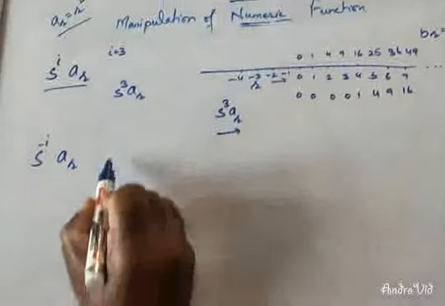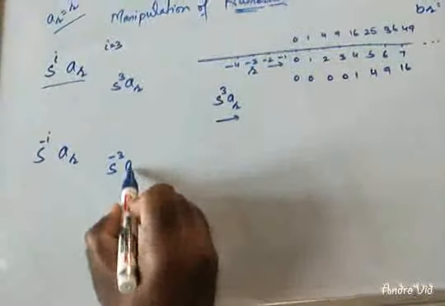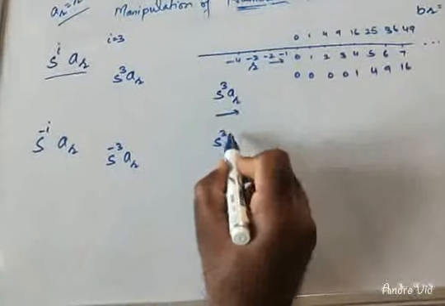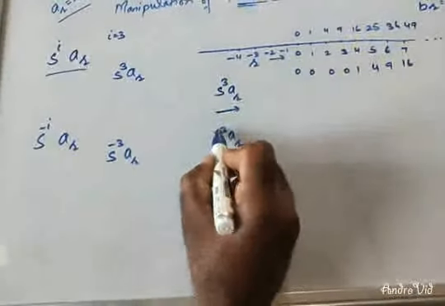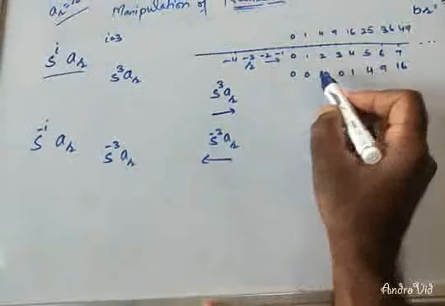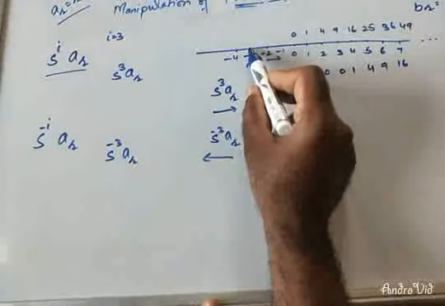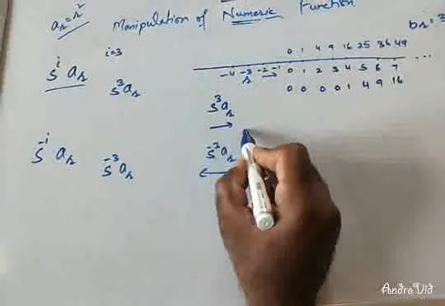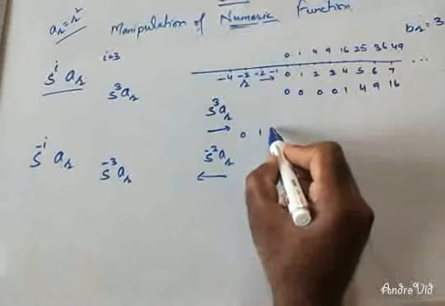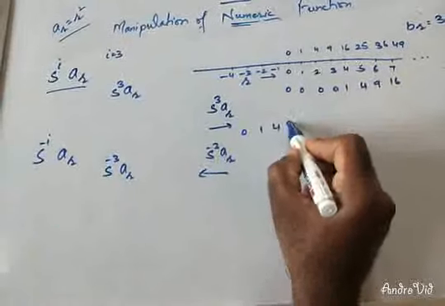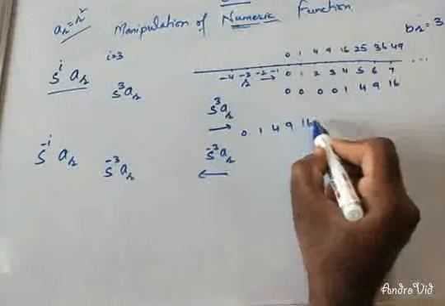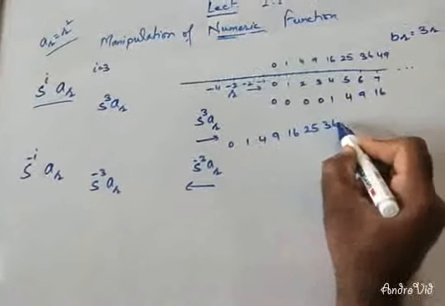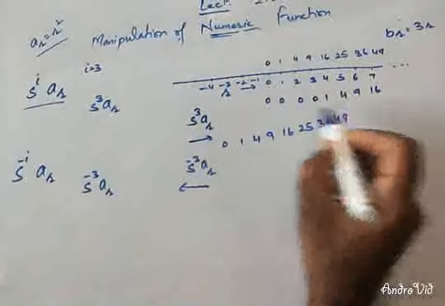Similarly, S minus 3 AR, this will shift the values in left side. So this 0 will move at this particular location at minus 3. So 0, 1, 4, 9, 16, 25, 36, 49.